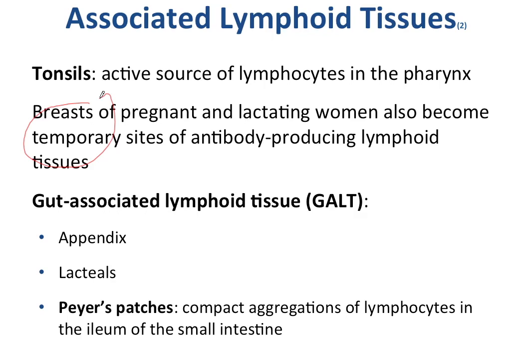So the gut-associated lymphoid tissues such as appendix, lacteal, Peyer's patch. Peyer's patch is a cluster of lymphocytes in the ileum. Okay, so all these are the first line lymphoid tissues that contact the pathogens in the food.